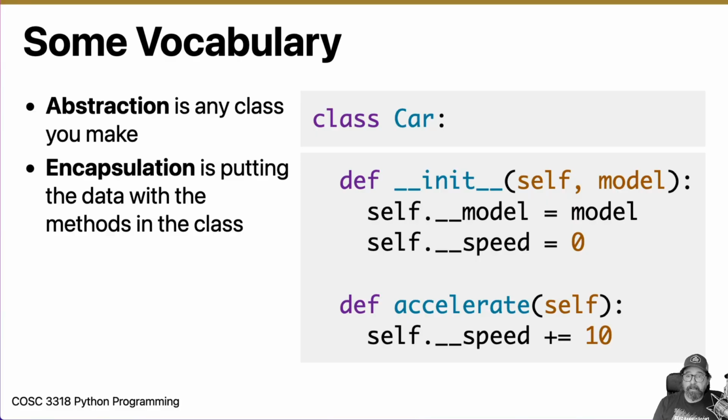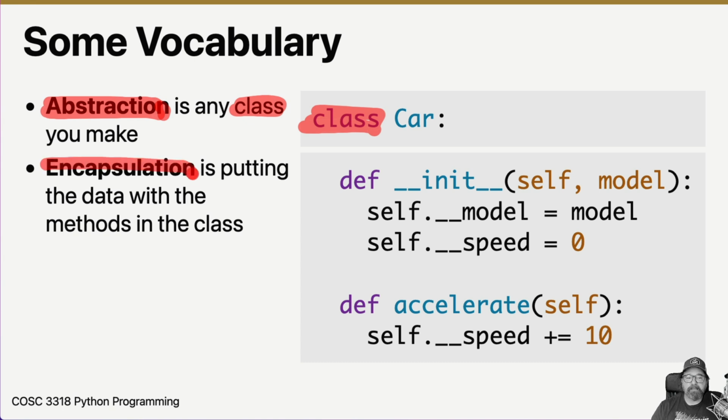Some vocabulary for you to learn. The word abstraction is just any class. Technically, it's anything that you do to put data together to represent something. But for us, our first abstraction in an object-oriented program is a class, okay? So any class is an abstraction.